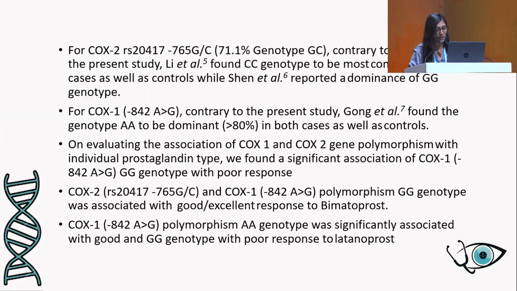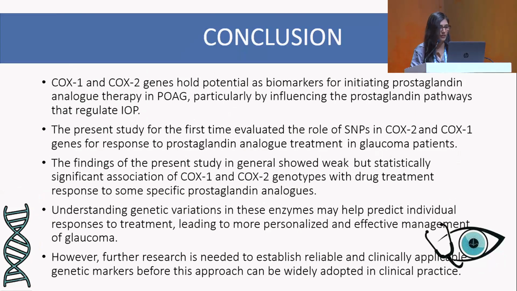On evaluation of COX-1 and COX-2 gene polymorphism with individual prostaglandin type, we found a significant association of the COX-1 GG genotype with poor response. And for COX-2 and COX-1 polymorphism, the GG genotype was associated with good or excellent response to bimatoprost. COX-1 polymorphism AA genotype was significantly associated with good and GG genotype with poor response to latanoprost. For conclusion, COX-1 and COX-2 genes hold potential as biomarkers for initiating prostaglandin analog therapy, particularly by influencing the prostaglandin pathways that regulate the IOP.